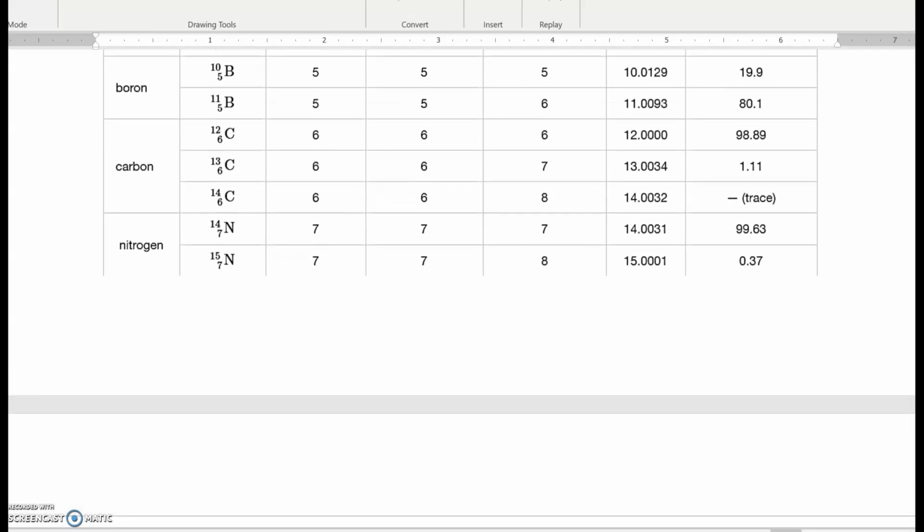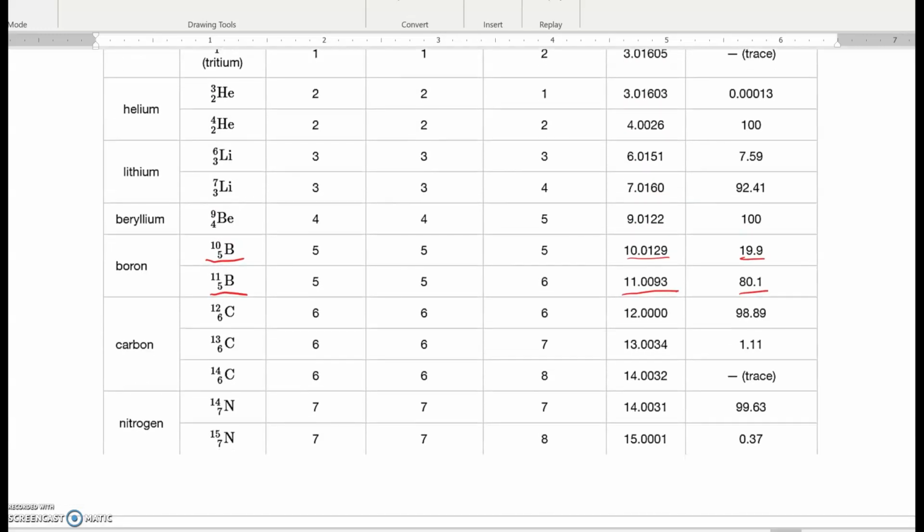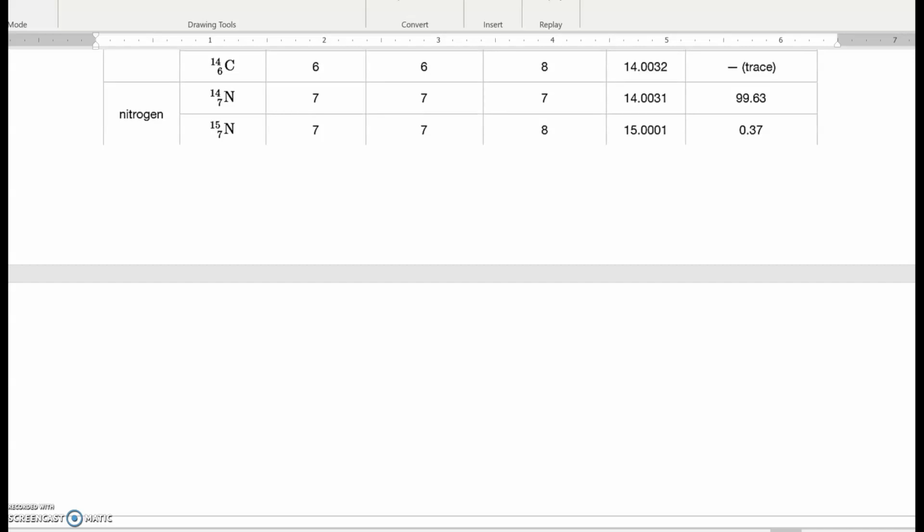Let's look at boron. Boron has 2 common isotopes, boron 10 and boron 11. We can actually use this information, the atomic mass and the percentages, to determine the average mass of a boron atom. So how do we do this?